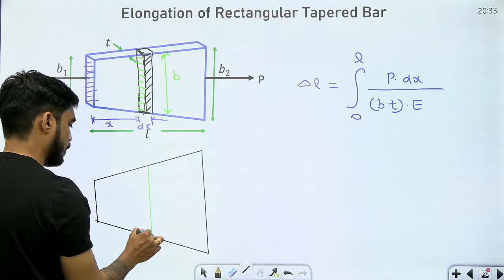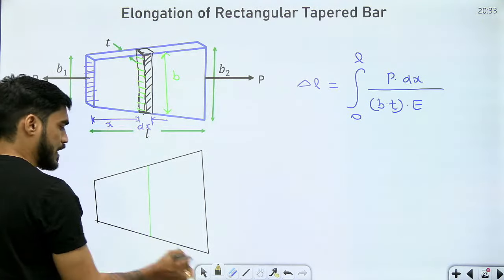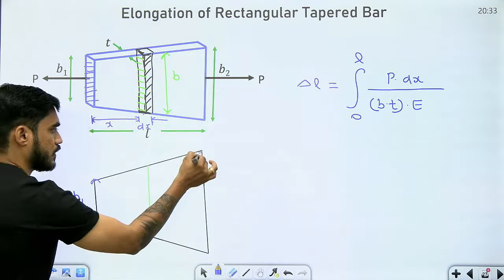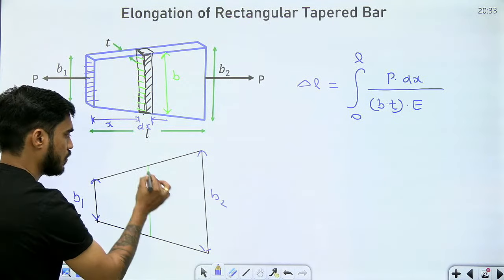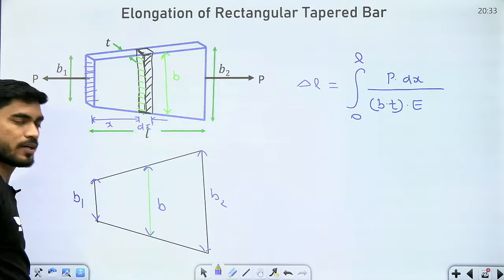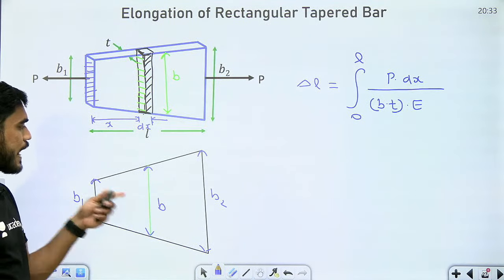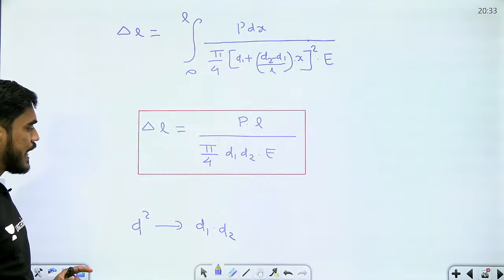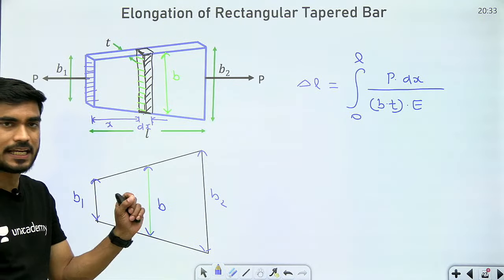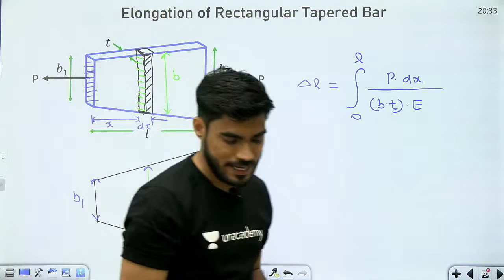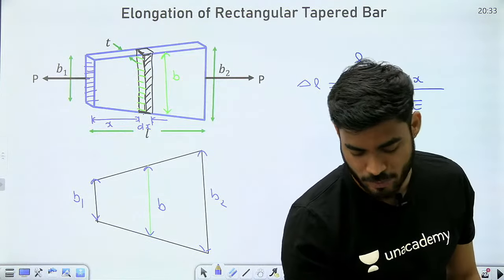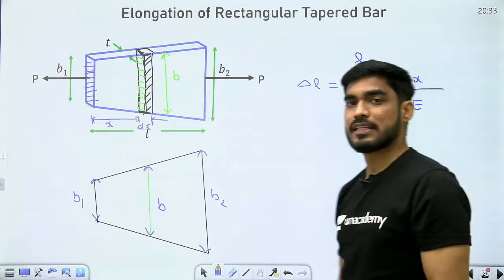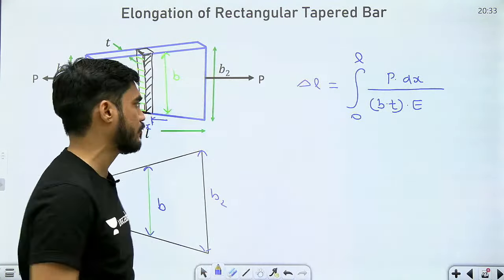So this is b, right? Now pay attention here, beta, note this down. This is b1, this is b2, and this is b. Can you see the similarity between this diagram and this diagram? It is the same diagram, only instead of d we have b, which is the height. I am representing the height by b. So beta, now the equation of b will be similar to the equation of d we got.